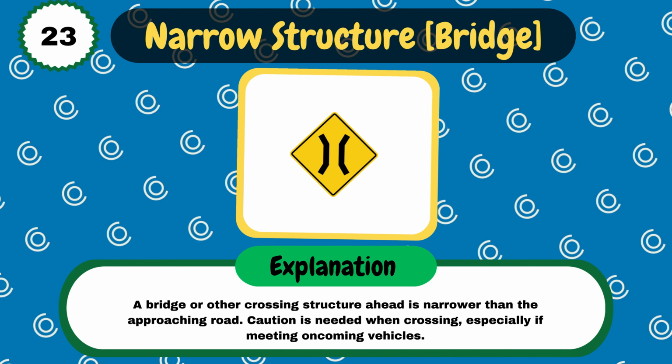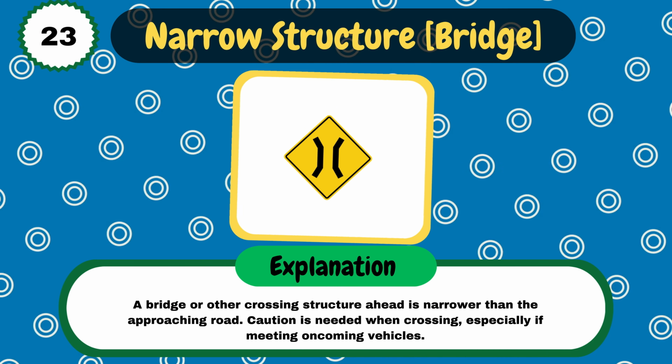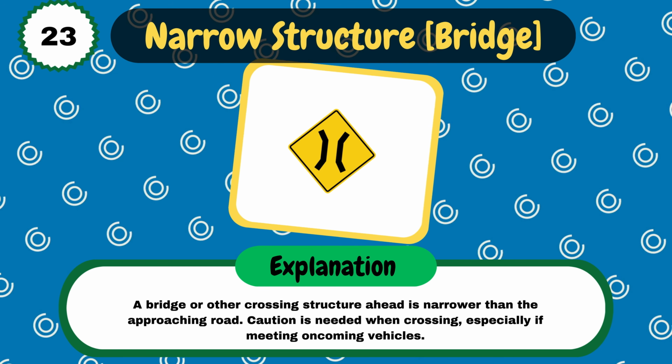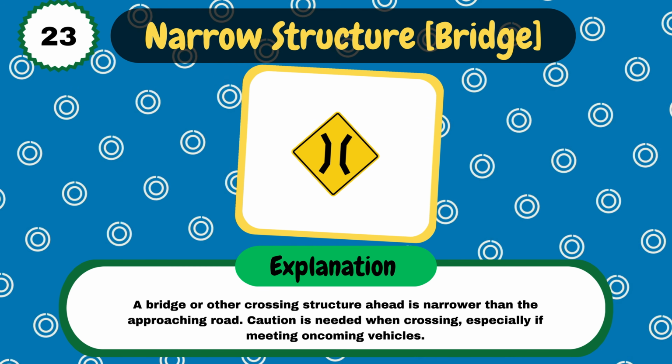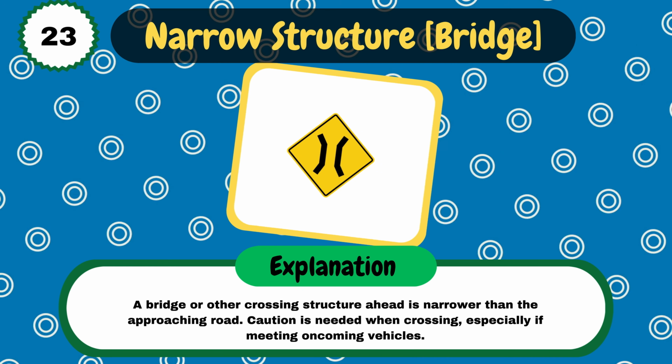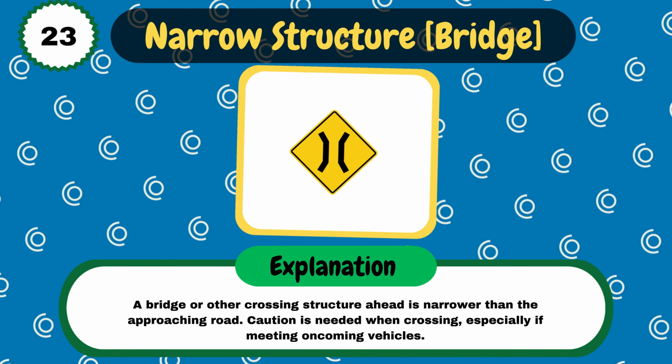This is the narrow structure, bridge sign, and it means a bridge or elevated crossing ahead is narrower than the road approaching it. Drivers must reduce speed, keep to the center of their lane, and proceed with caution.